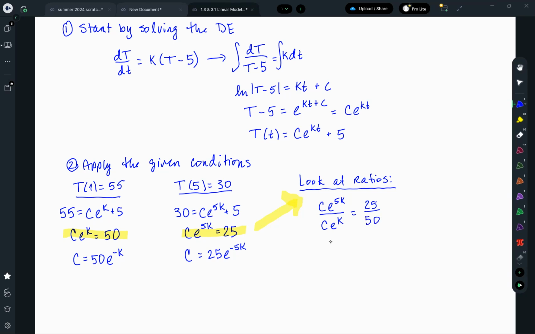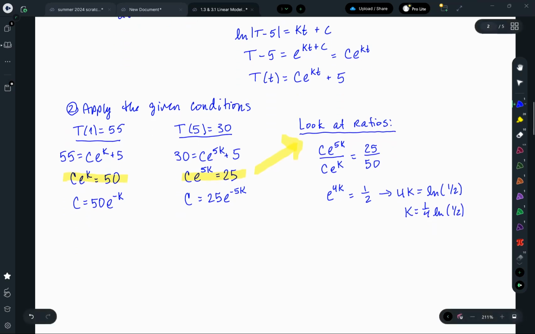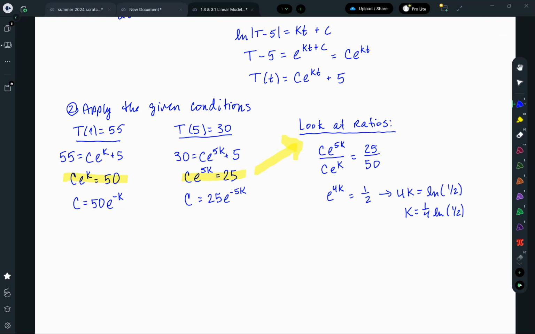On the left-hand side, the c's divide out, and we're left with e to the 5k minus k, which is 4k. e to the 4k is 1/2. If we take the log of both sides, we get 4k is equal to the natural log of 1/2, or k equals 1/4 natural log of 1/2. Okay, so we can plug that into either of our expressions for c. They both work. They are equivalent, so I'll go ahead and do that.